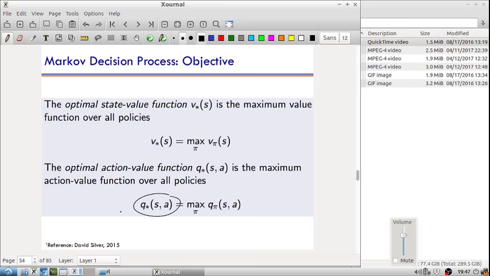And similarly, I'll call this number which maximizes the state action value function q star. I fix the starting state, fix the starting action, and then I'm using a policy. For every policy, I'll get some number like this. I want to pick the policy which has the highest number, and that number I'm calling q star of s comma a.